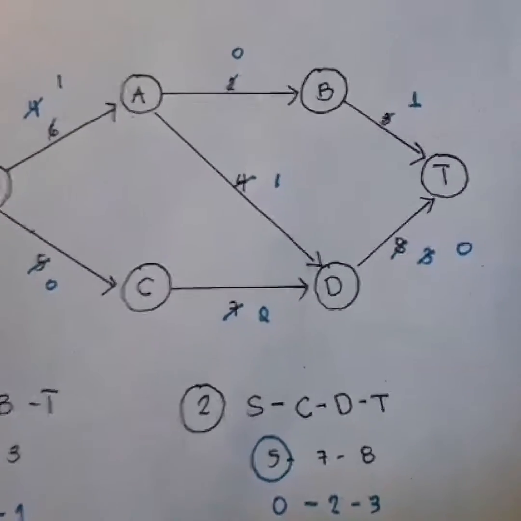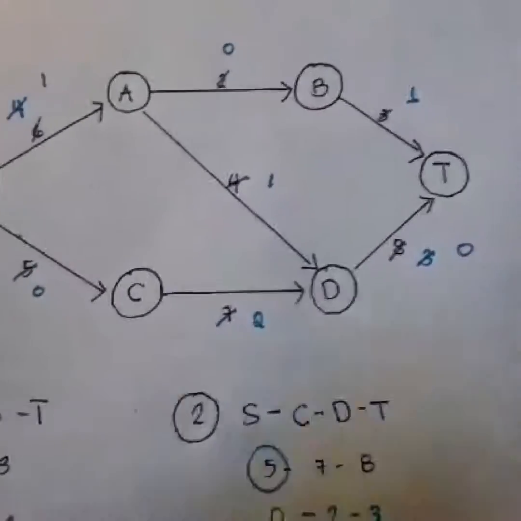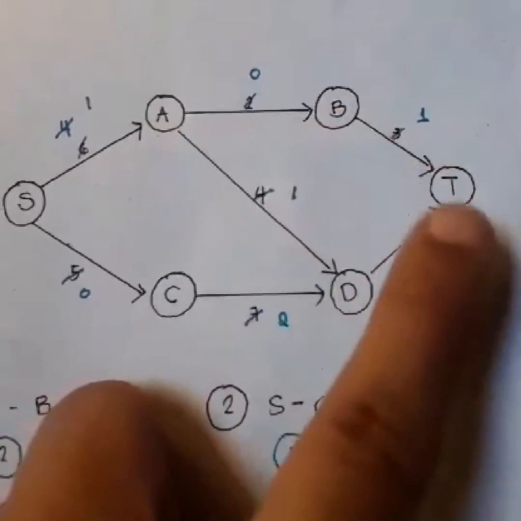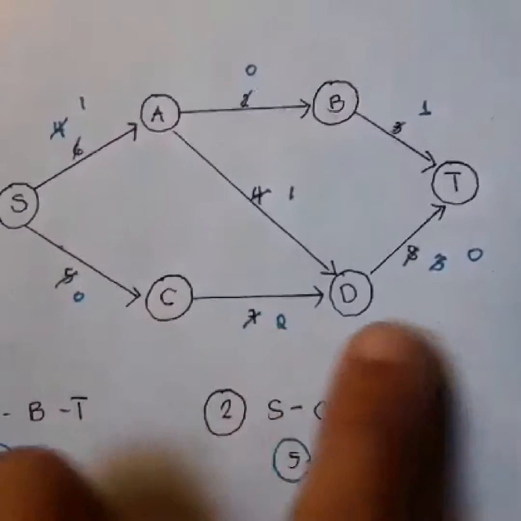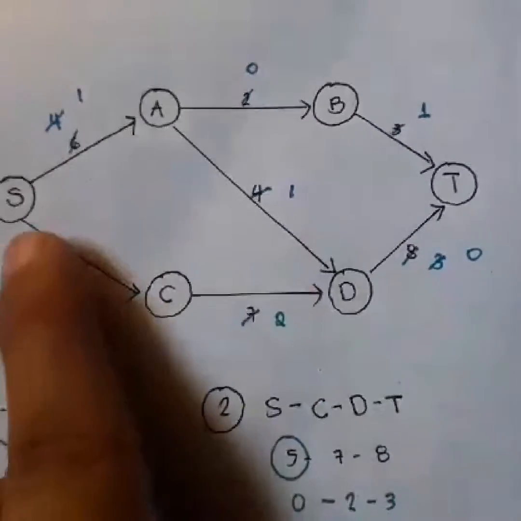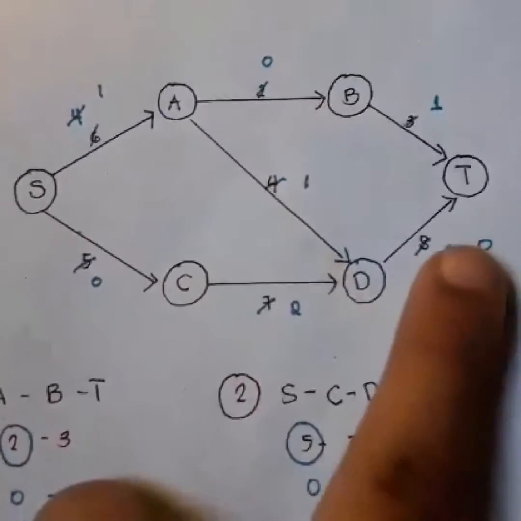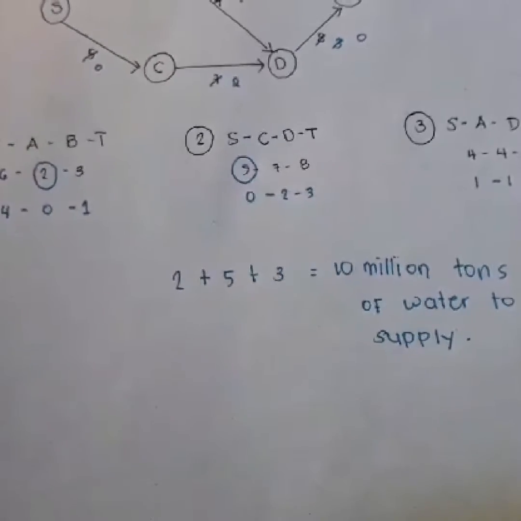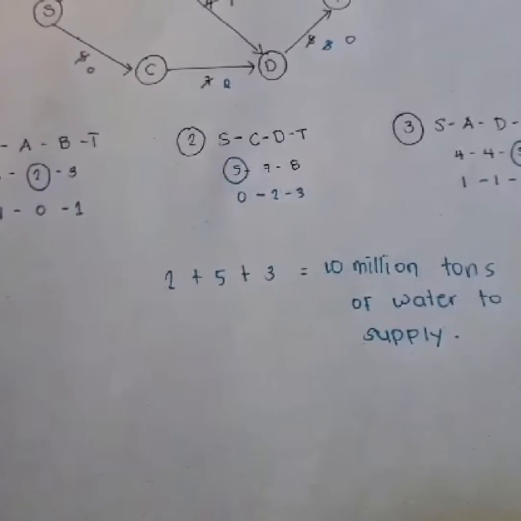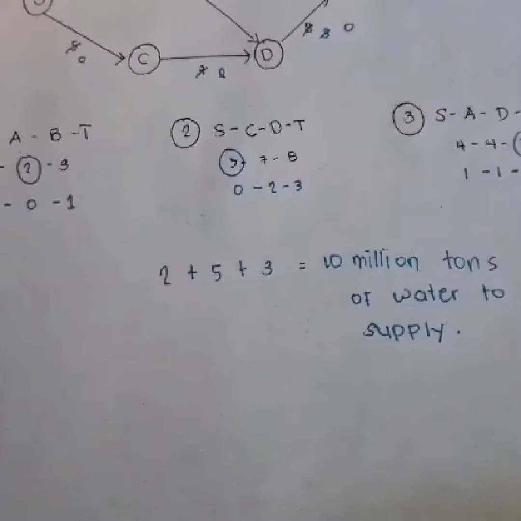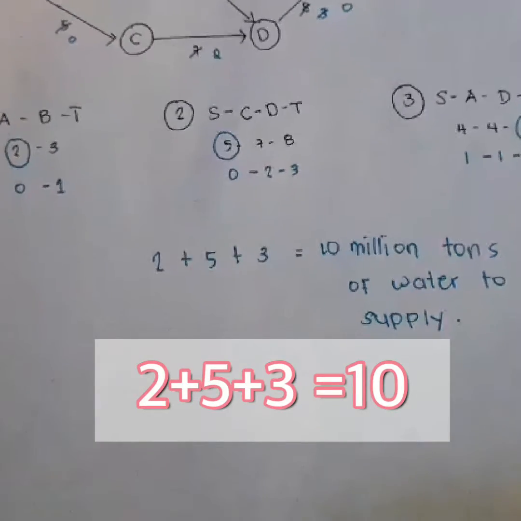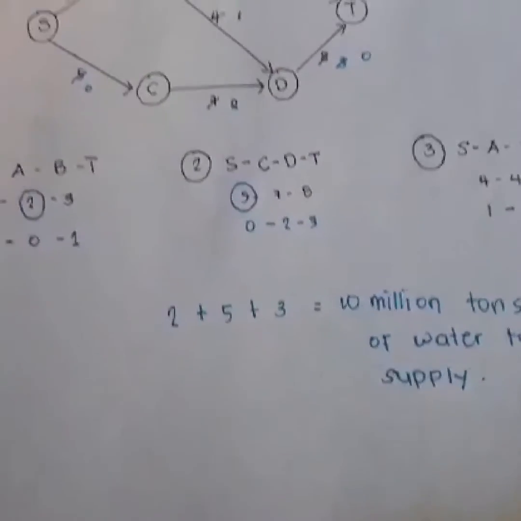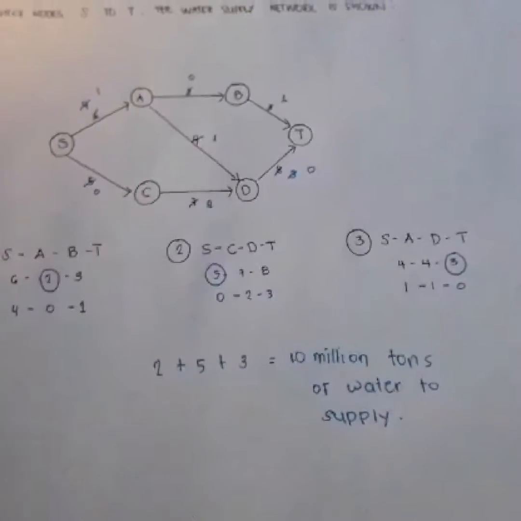So showing all the subtraction from the network flow, we already have S, A, B, T as 1, 0, 1, and we have from S, C, D, T as 0, 2, 0, and from S, A, D, T, we have 1, 1, and 0. So the last step that we are going to do is to add all the minimum amount of water to supply from each path. So we have 2 plus 5 plus 3 to get 10 million tons of water to supply, which is the maximal flow that will go through the pipelines.